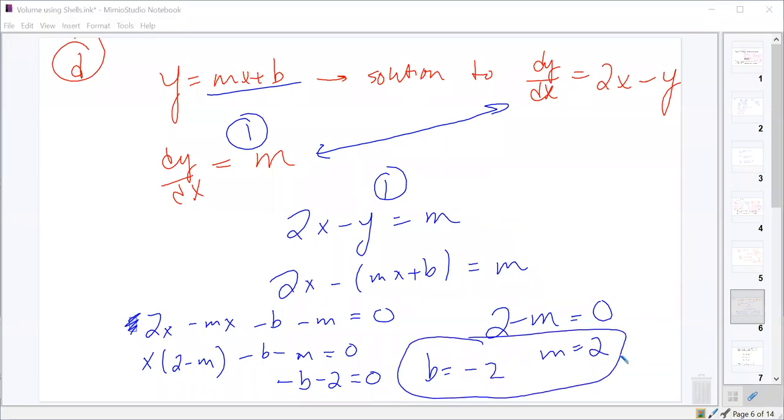Okay. And if you made it that far and got those two values of those two constants, that should be the third point for part D. You write that down?